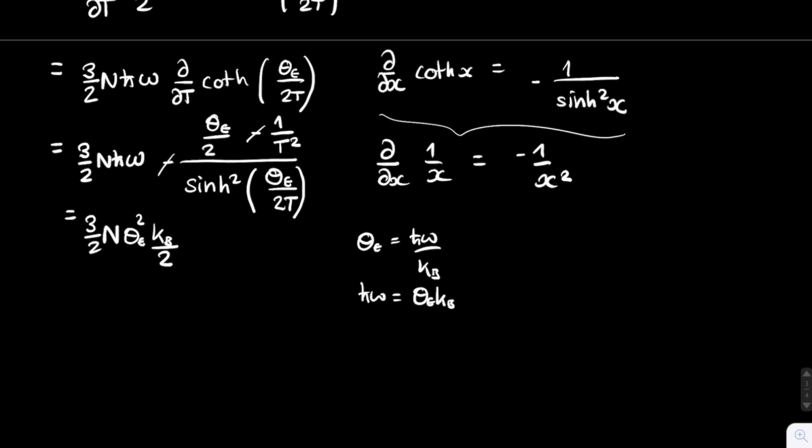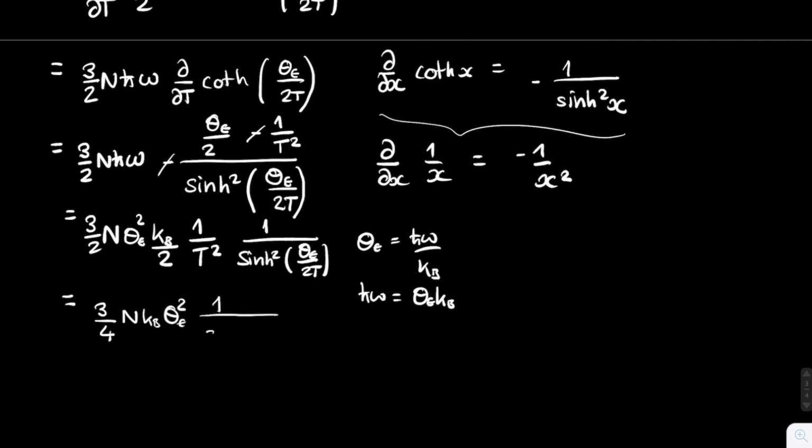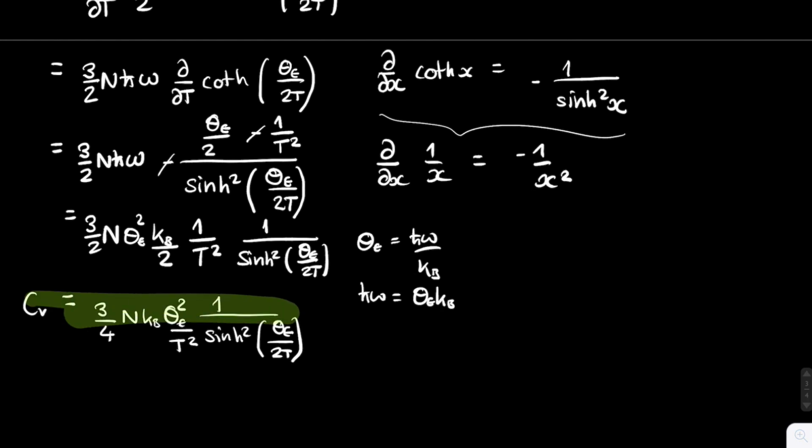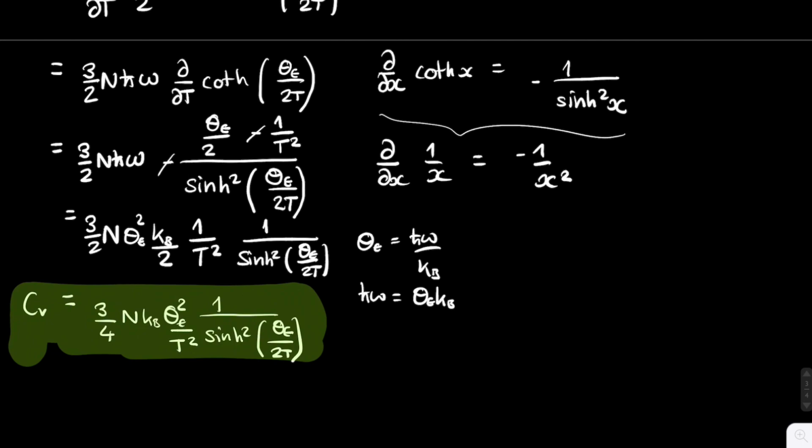We're going to divide it by another 2. There's another 2 right here. A 1 over t squared, and we've got this whole sinh term, 1 over sinh squared theta_E over 2T. So let's go ahead and just tidy this up a little bit. We're going to get 3 over 4 n k_B theta_E squared, 1 over sinh squared theta_E over 2T right here. So there we go. Here is our heat capacity relation right here.